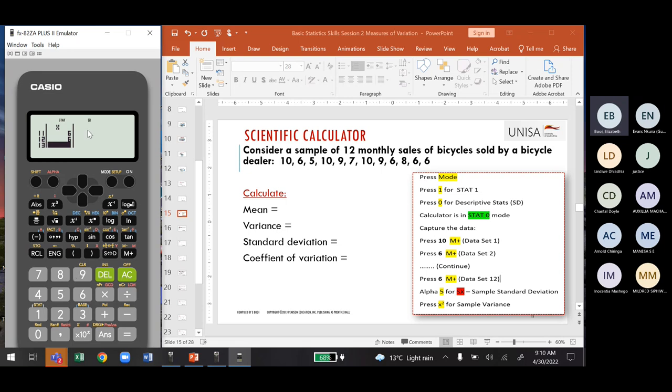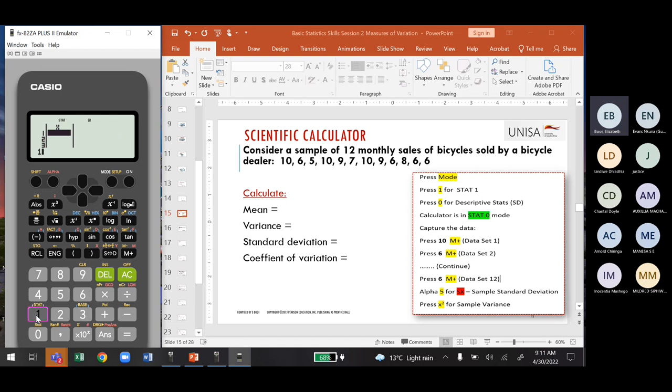Now, once you have captured your data, you can press the AC button. Okay. I hope you have written that down to some extent so that you can always remember that. Remember, it's mode 2 for stat and 1 for the table.